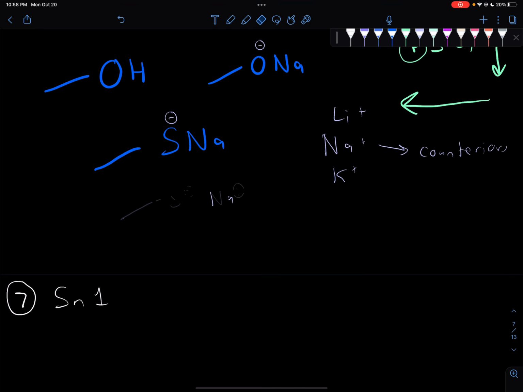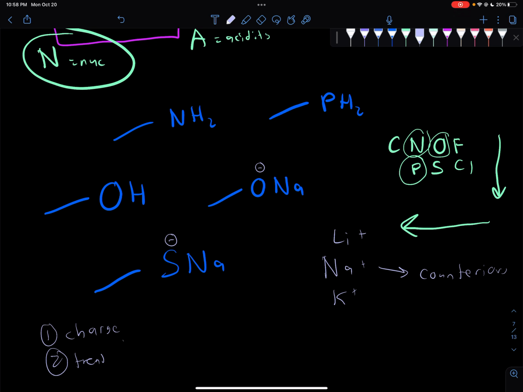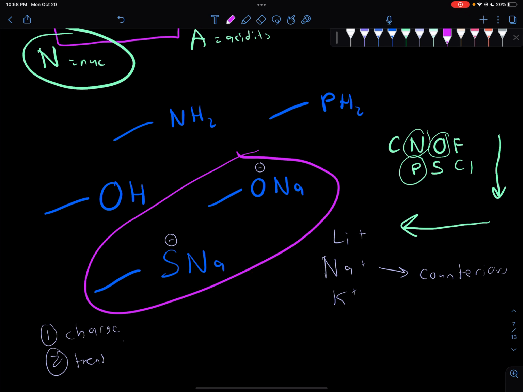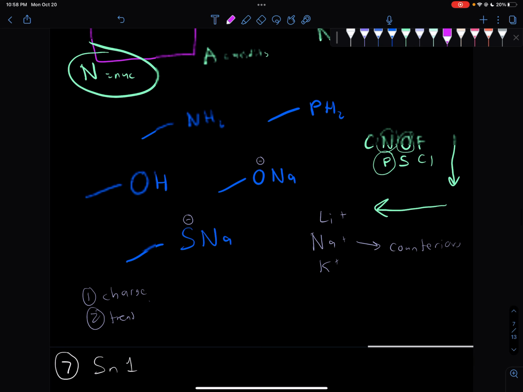So let's do our ranking again. The first thing I want to look at is charge. Then I can look at the actual trend. So our strongest nucleophile is going to be either of these, and sulfur is larger than oxygen, so this will be rank 1, this will be rank 2. Now for NH2, PH2, and OH, those are their own category. They're all neutral. So we're going to do the trend again for those three.